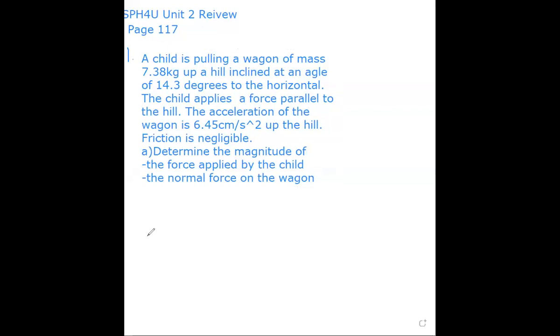So let's see what's happening. We basically have this inclined plane. They said the angle to the horizontal is 14.3 degrees, so that piece of information is right there. And then the wagon is going to be something like this. They said it was being pulled up by the child, so we'll label this as F.